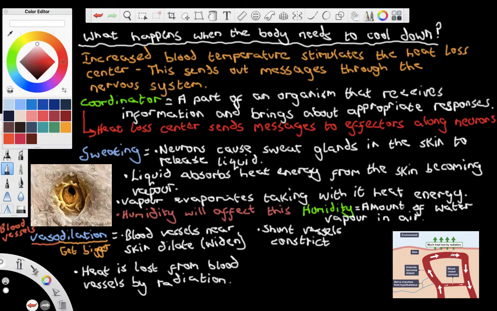Now, an important point here is that blood vessels do not move closer to the surface of the skin. They simply dilate. The blood vessels don't move anywhere. Don't say in an exam, the blood vessels move closer to the surface of the skin. No, they don't. They just dilate. That is a common misconception. So I'm going to put in red that blood vessels do not move closer to skin, comma, they dilate.